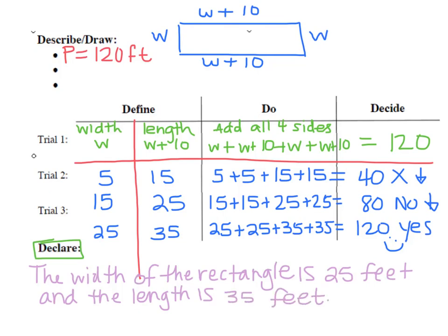All right, so that's what the 5D process looks like. It's kind of like a guess and check problem, and then we use a table. We draw a picture, we define some variables, we do, and we decide. So that's how the 5D process works.